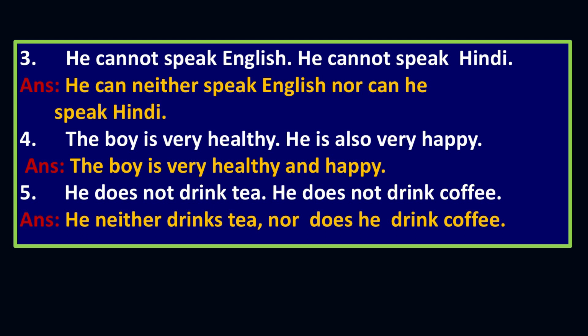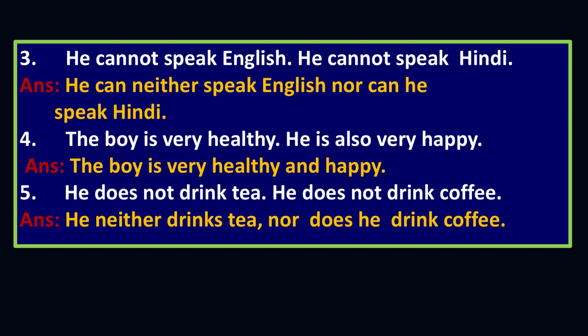before the verb, and nor is used after the first clause. And when we use nor, then we bring the auxiliary verb before he. So, we use it like this: he can neither speak English nor can he. You cannot say nor he can, you should use nor can he, right.